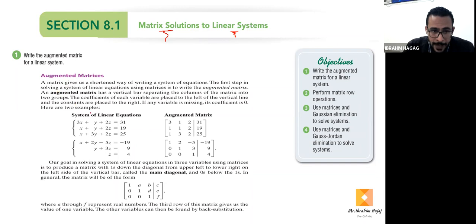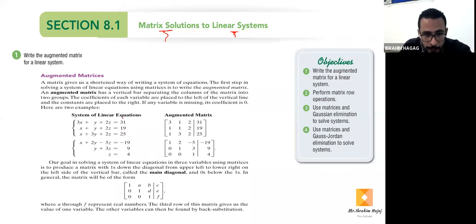Okay, here we have augmented matrices. A matrix gives us a shortcut way of writing a system of equations. When you solve a system of equations in 3 variables, x, y, and z, by using elimination or by using the substitution way, it takes a long time. We use matrices to quickly solve a system of linear equations in 2 or 3 variables.